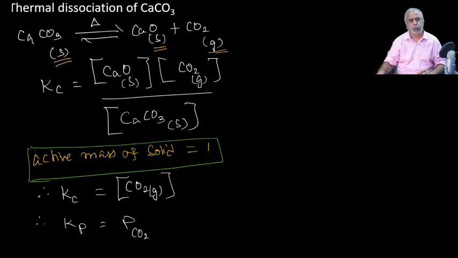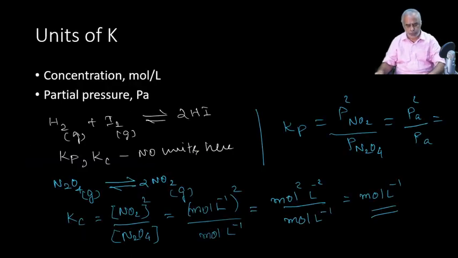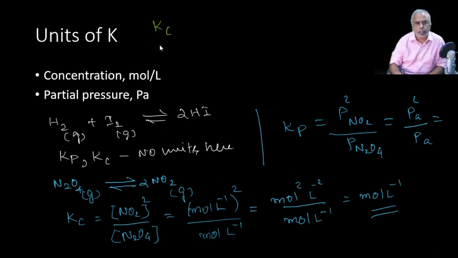Let us move to the next concept. The units of equilibrium constant. Let it be in terms of Kc or Kp. So if it is in Kc, the concentration terms are represented in mole per liter. If it is in Kp, then Pascal.